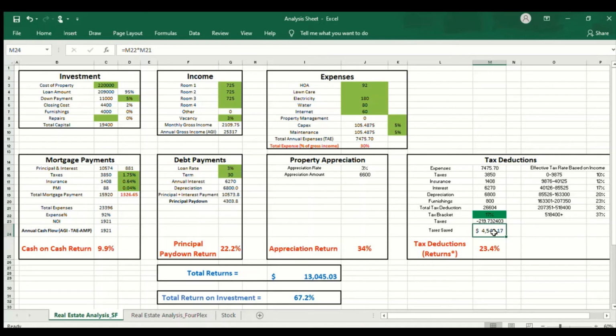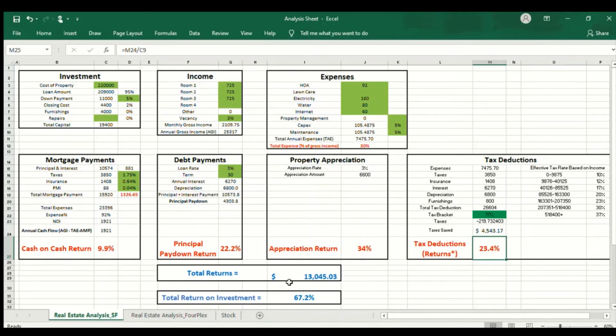This $4,500 is money that you would have had to pay in taxes if you had made this kind of return in any other investment type, like the stock market or maybe cryptocurrency or things like that, or even in your business. Okay, so I consider that to be a return because that's money you can keep and use for whatever you want to use it for. So as a percentage, that's 23.4% of the total capital.